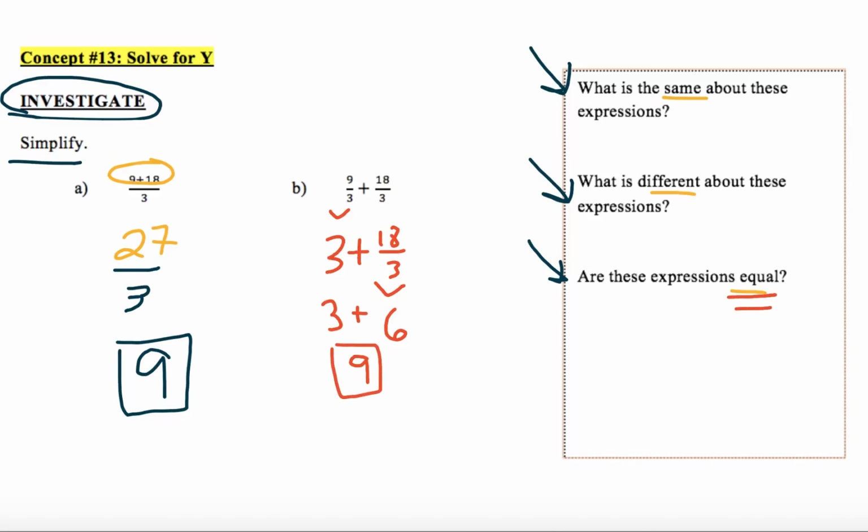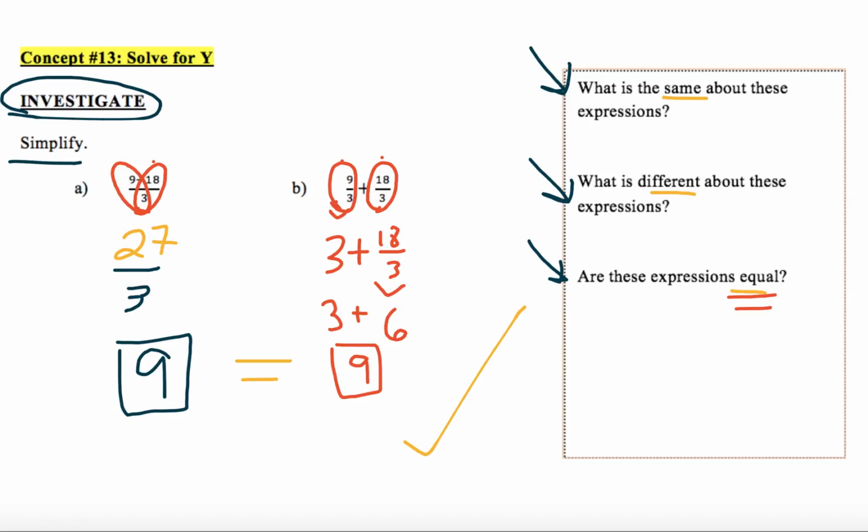So are these expressions equal? Well, is 9 equal to 9? In fact, yes, it is. So these are equal. What you may have noticed is the same or different about these expressions is that they had the same numbers, 9 and 9, 18 and 18, and 3 and 3, but written slightly differently. If you imagine the expression in A being split up into two fractions, 9 divided by 3 and 18 divided by 3, that's what you would have seen in B.